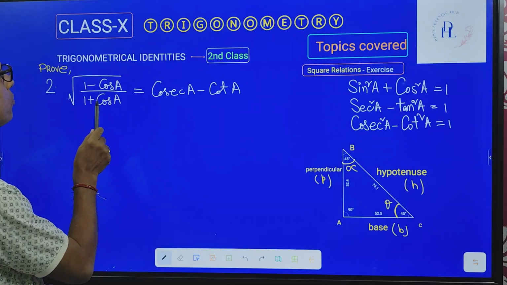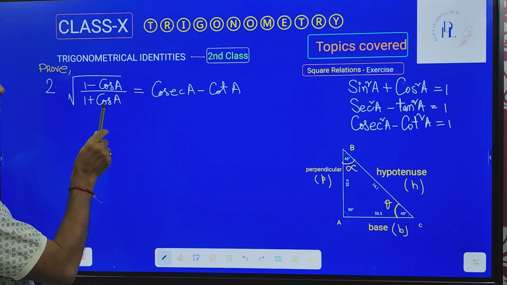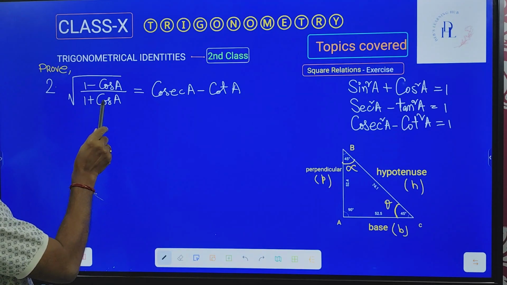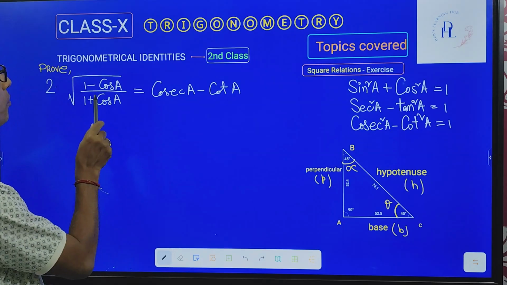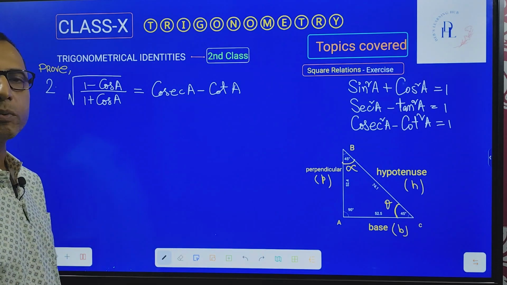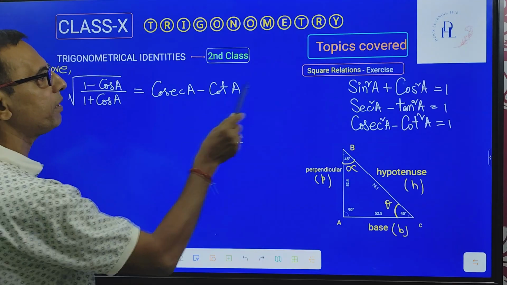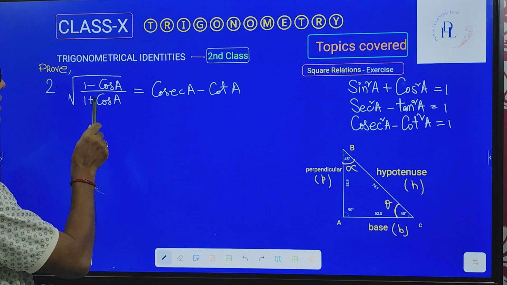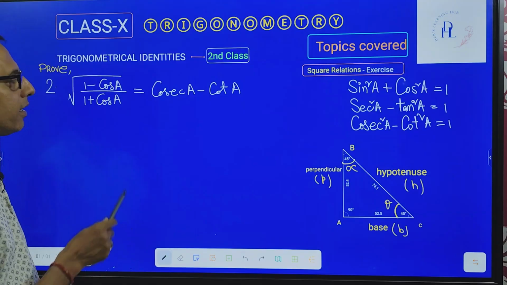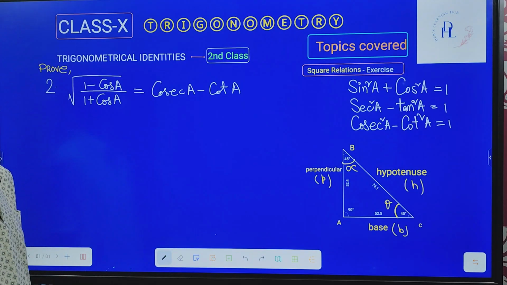So for that, what you need to do: here you have root over 1 plus cos A. That means if you multiply 1 plus cos A with 1 minus cos A, then it will be 1 minus cos square A, plus B into minus B. That means 1 minus cos square A means sin square A. Root over sin square A means sin A. That's where you need to start the problem.